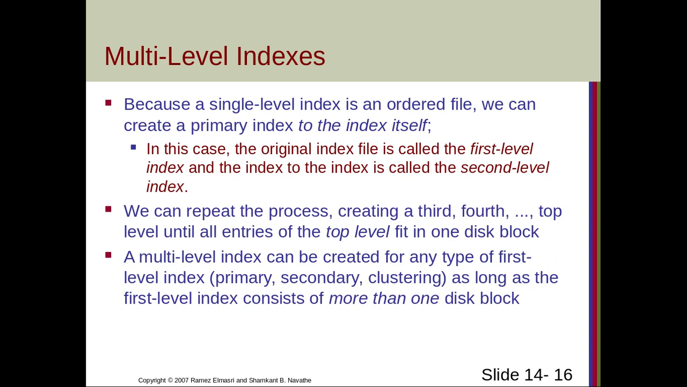Just like that, because a single level index is an ordered file, we can create a primary index to the index itself. That means an index of an index can be created. Actually, an index is an ordered file, and an index to that index can be created. In this case, the original index file is called the first level index, and the index to it is called the second level index. We can repeat the process. That means we can have this up to any level: third level, fourth level, etc., up to the top level, until all entries of the top level fit in one disk block.